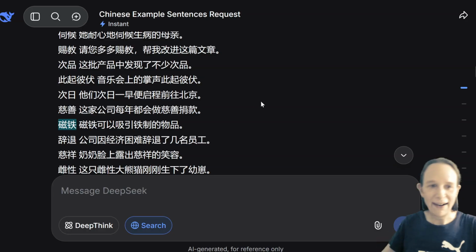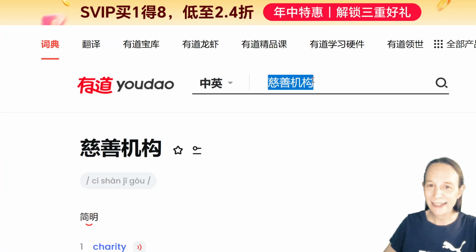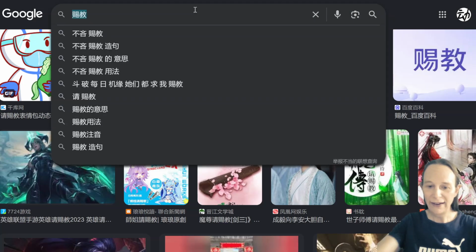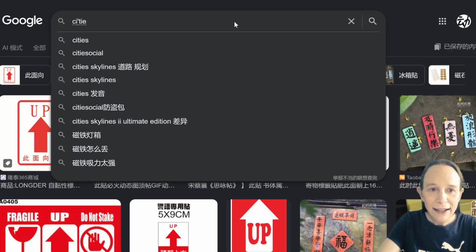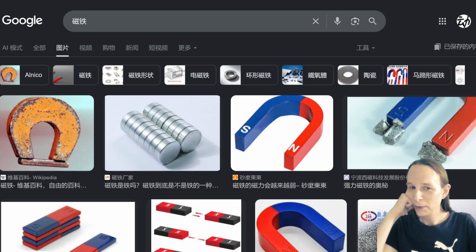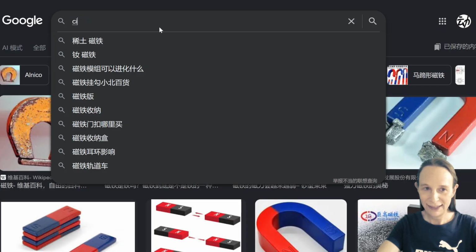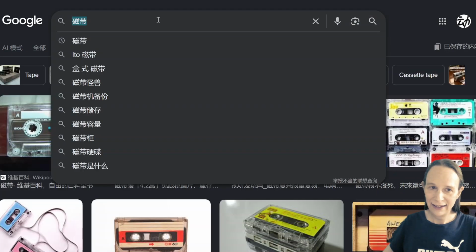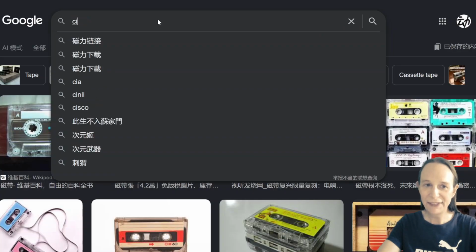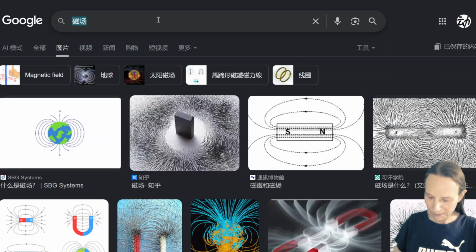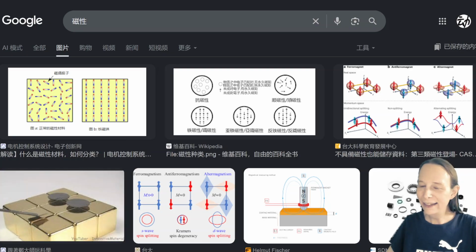Okay. 磁铁. All right. So we're back to this character here. This character pertains to magnetism. All the words are related to magnetism. 磁铁 is the Chinese word for magnet, literally magnetic iron. 磁带, we saw cassette tape. I might as well go through them in the dictionary. There's not even that many. 磁场, magnetic field. 磁性 is magnetism as a property of matter.